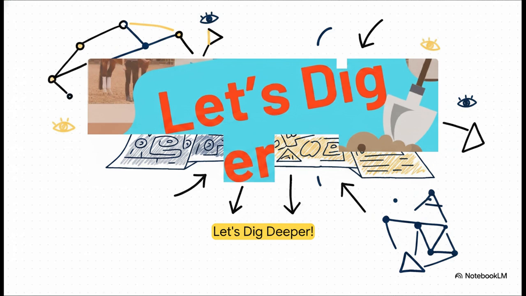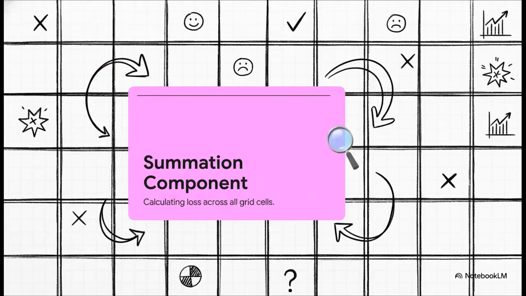Take a deep breath. It's going to be fine. We're going to start small by defining the foundational summation component. This specific piece of the puzzle is responsible for calculating loss across all grid cells. Now, if you're not super familiar in machine learning, loss is essentially just the measure of how wrong the computer's guess was. The higher the loss, the worse the guess. So this summation component simply means the algorithm is systematically scanning across the entire grid to check its accuracy.